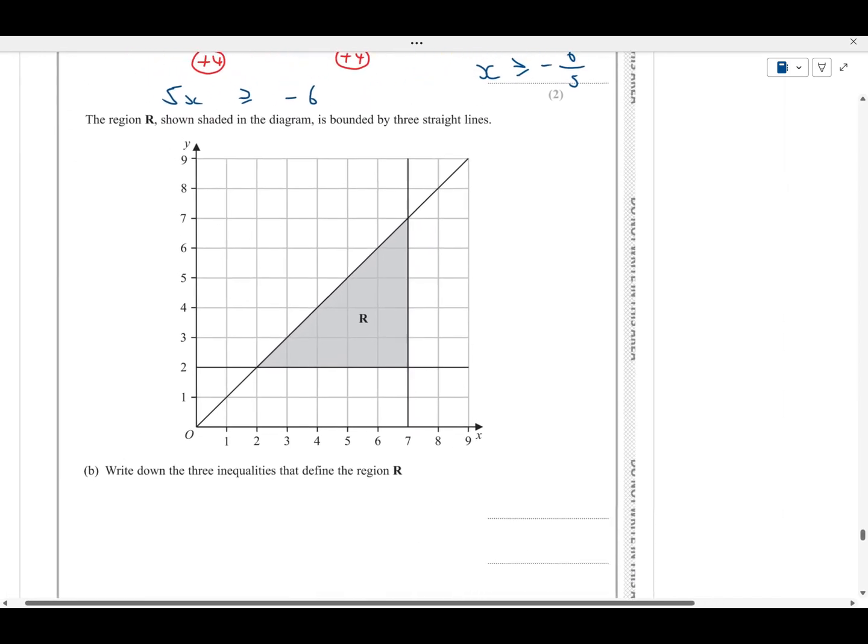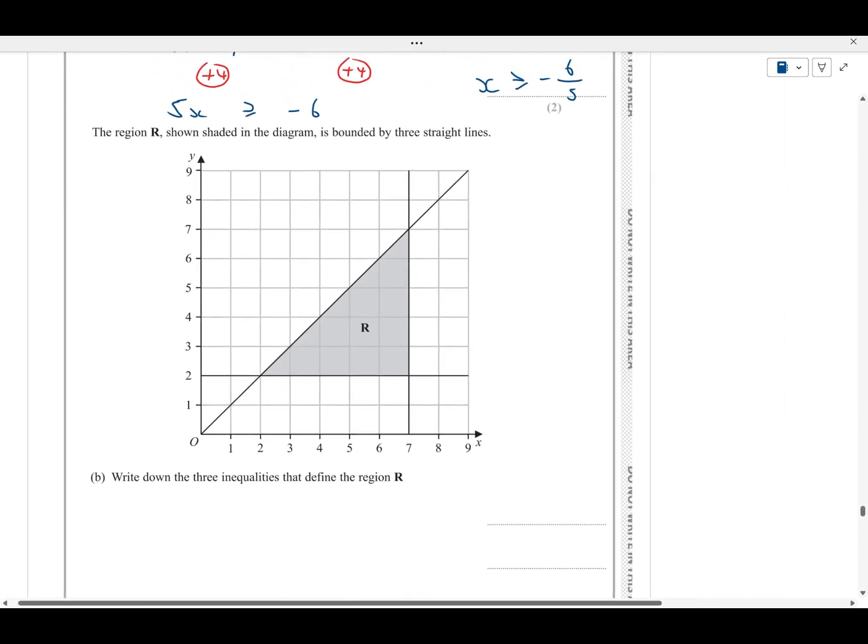The region R, shown shaded in the diagram, is bounded by 3 straight lines. Write down the 3 inequalities. Well, let's have a look at this line first, shall we? That's the line y equals 2, because it cuts the y-axis at 2. And we want to be above there. So y would have to be greater than or equal to 2. Greater than or equal to, because it's a solid line.